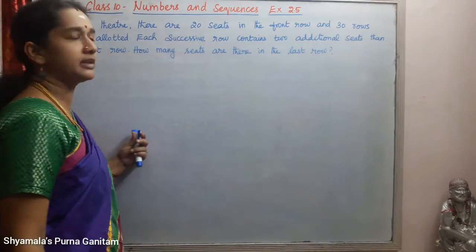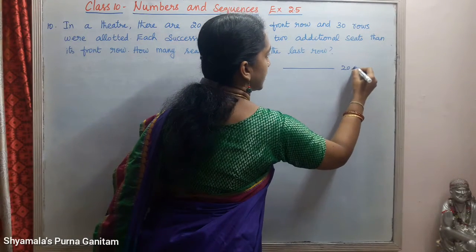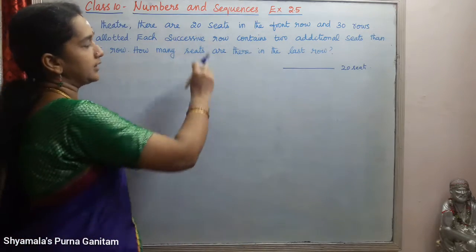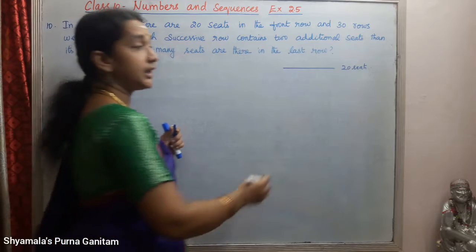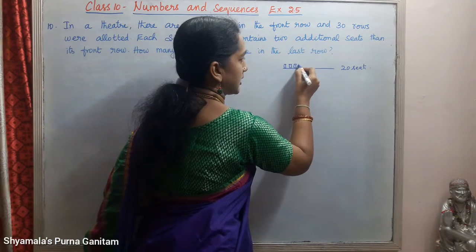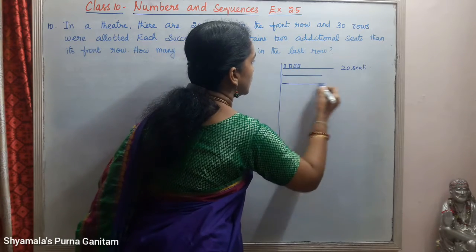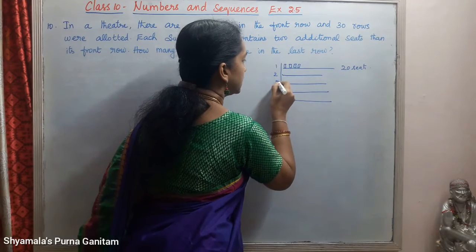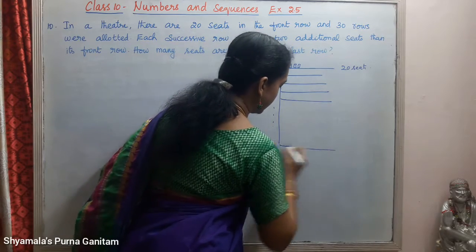So in a theatre there are 20 seats. So in the first row 20 seats are there. And 30 rows are allotted. Like this 20 seats are there, and then like this 30 rows are allotted. So this is row number 1, 2, 3, 4. Like this there are 30 rows.